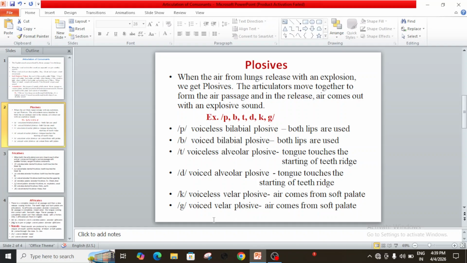Next example is G. When we say G, our vocal cords are held together and vibrating. So it is voiced. G is also a velar plosive because the air comes from the soft palate and comes out through the mouth.